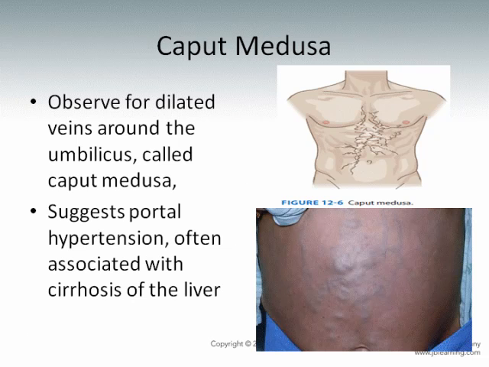Caput medusa is observed as dilated veins around the umbilicus. Caput medusa suggests portal hypertension and is often associated with cirrhosis of the liver. So this is just a cartoon picture up here, but the one lower here shows an actual abdomen that has it.